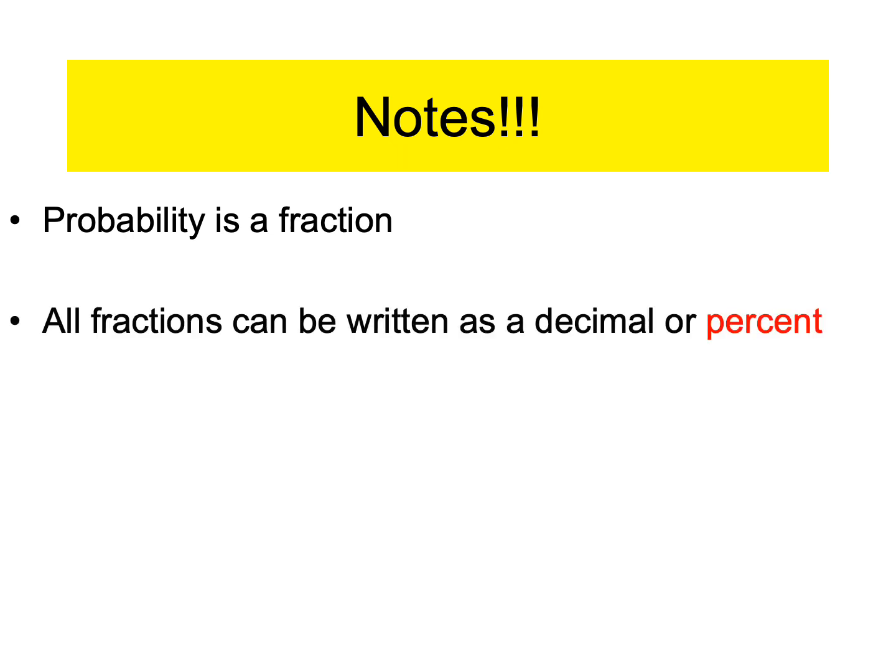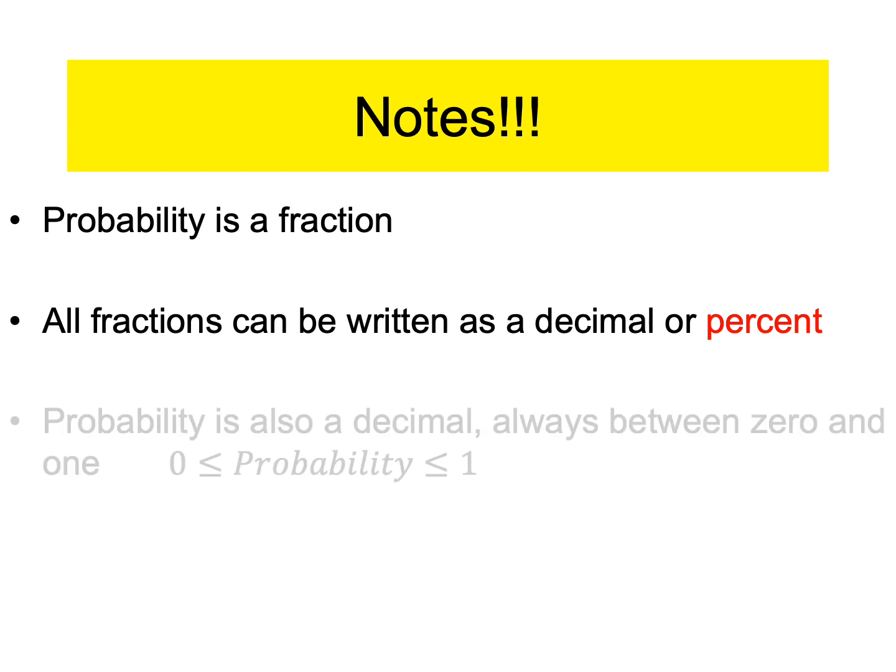Okay, a couple quick notes. Probability is, well, by definition, it's written as a fraction. But we know fractions can be written as decimals or percents. Today, we will be writing our answers as percents. But I do want you to remember that when you convert a fraction to a percent, that middle step there is to convert it to a decimal.